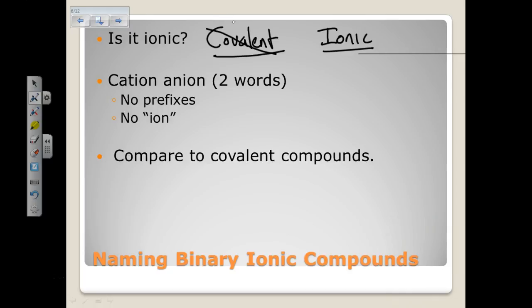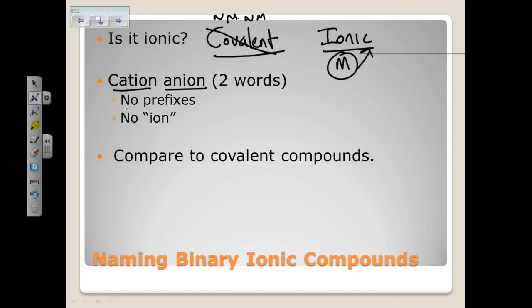So keep in mind that covalent compounds are usually between nonmetals. So this is nonmetal, nonmetal. As soon as you see some sort of metal, then we know it's ionic, and now we can do this. So when we name ionic compounds, we're going to name the cation, and then we're going to name the anion. So the positively charged thing, and then the negatively charged thing.